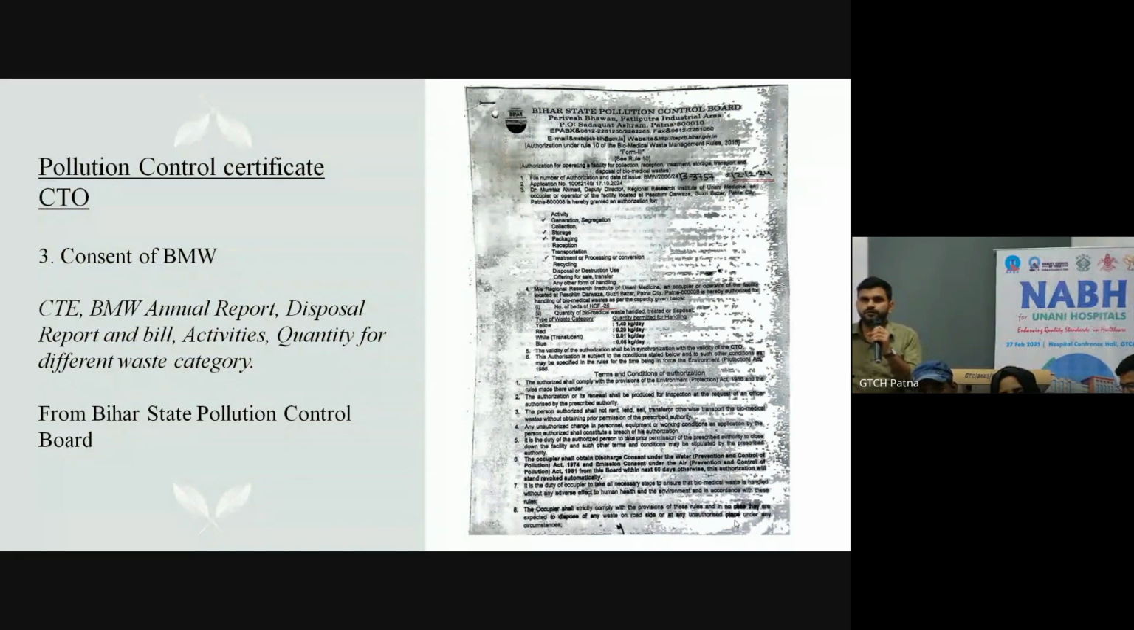They will also ask for the disposal report, showing how much waste you have disposed of, and where is the bill for all these things. As I mentioned clearly, if you are getting a BMW certificate and bill for 95 beds and you actually have 100 beds, then this should be cleared at the initial stage, because it will create chaos after the process starts. Next is the activities and quantity for the different waste categories. I already mentioned that we are getting a certificate for a different quantity in each of the bin categories. That's all this certificate is.